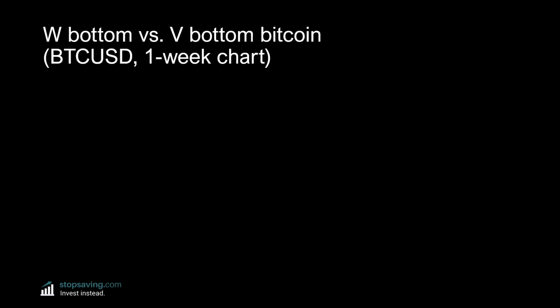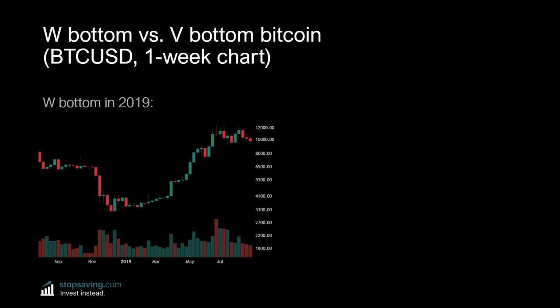Let's now compare a W bottom pattern with a V bottom using the Bitcoin 1-week chart. So here's the Bitcoin bottom of 2019. The price made its first low with a lot of volatility when brave dip buyers bought the first dip. Things then cooled off a bit after that, and the price made a second low, which took a lot longer to form than the first.